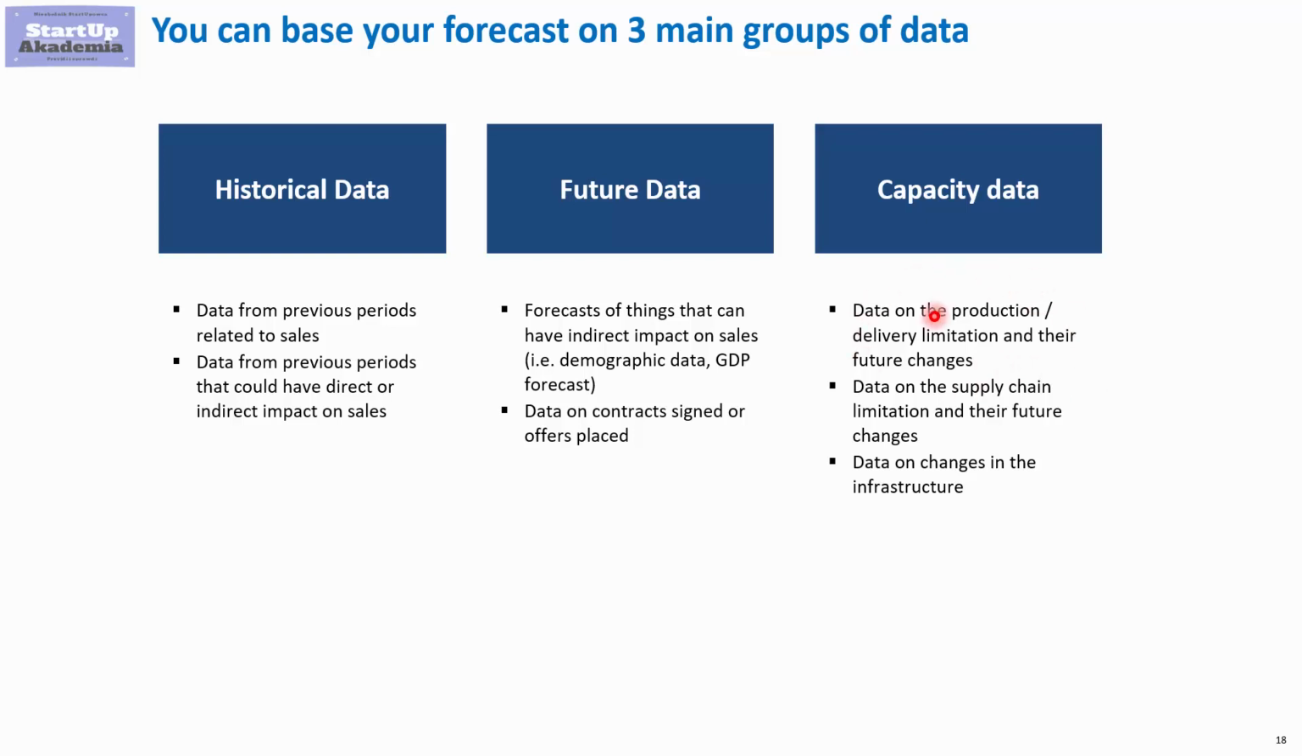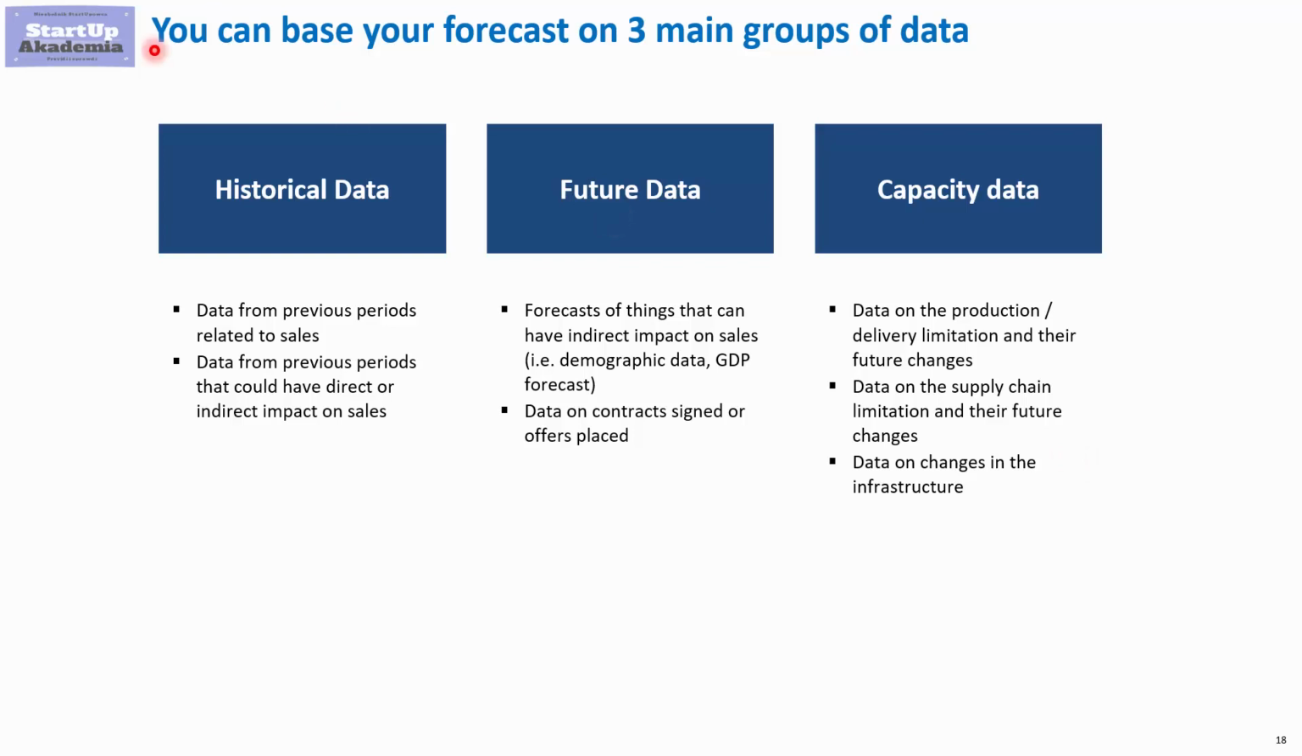So if somebody is building a new factory that will impact the number of products produced in our category, this sort of thing we should know. In a very similar manner, we will look at the data on the supply chain limitations and the future changes, as well as infrastructure that we need in order to provide our services or produce our product.